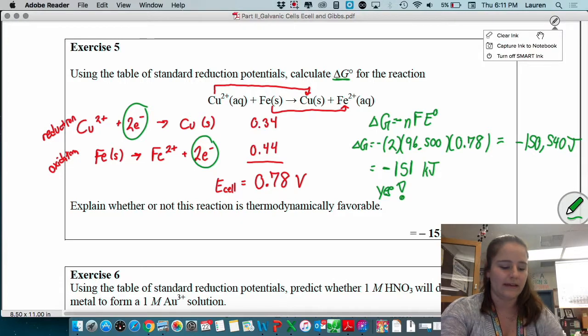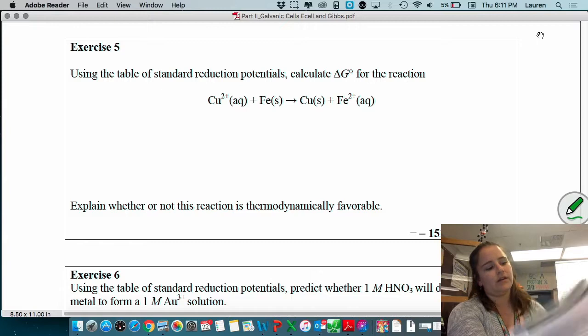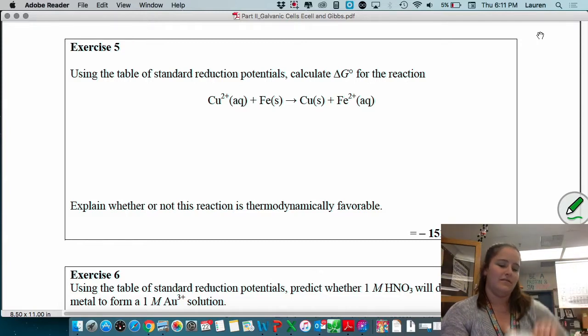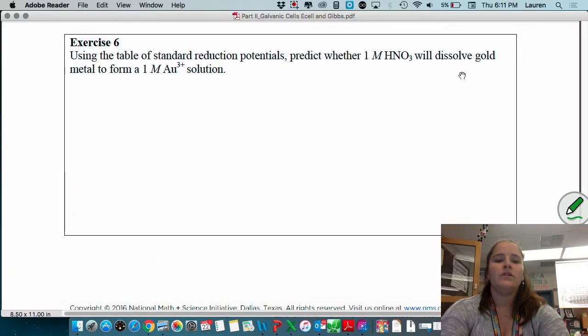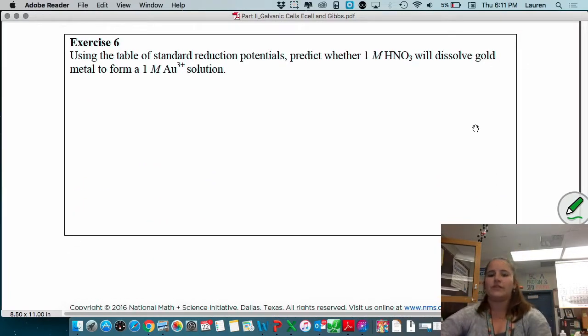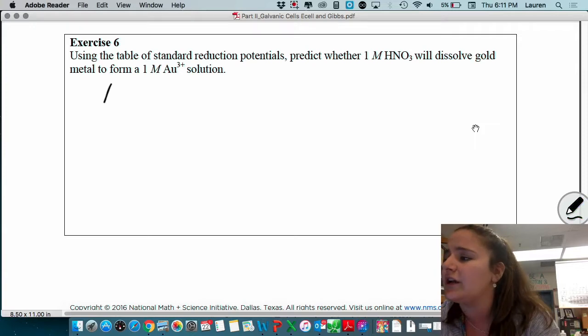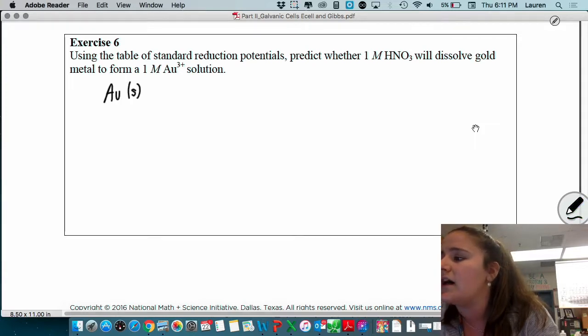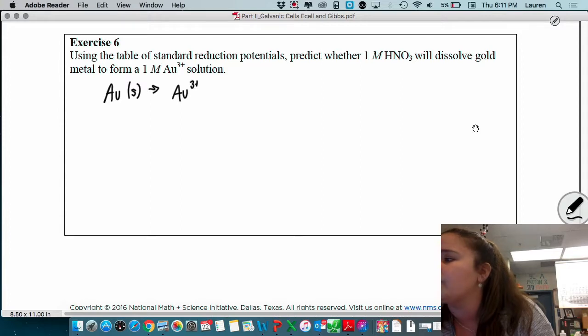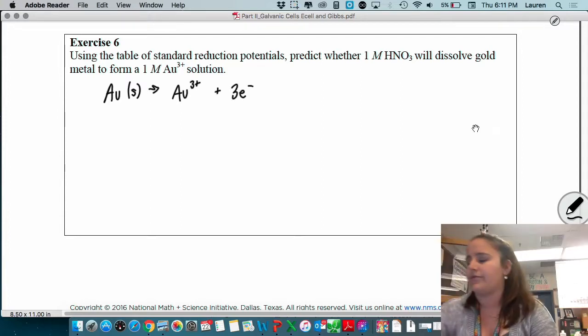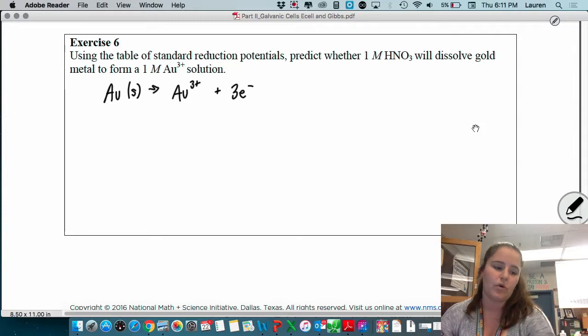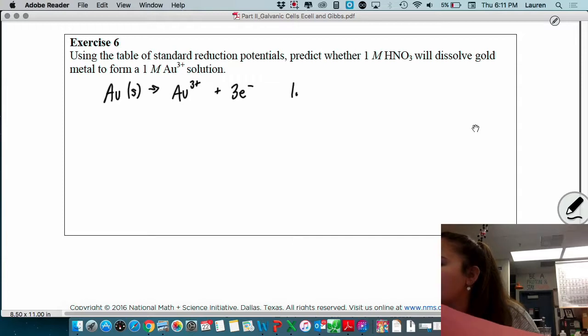One more example going on here. Using the table of standard reduction potentials, predict whether 1 molar HNO3 will dissolve gold metal to form a 1 molar gold 3+ solution. So it's talking about turning gold solid into Au3+ and 3 electrons, dissolving the gold. The standard reduction potential for that is 1.50.